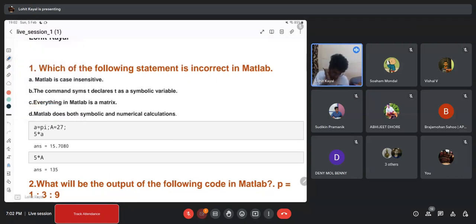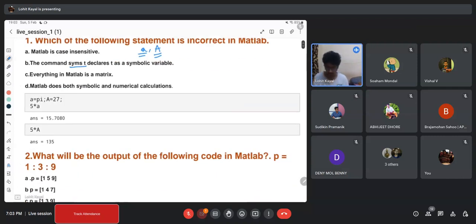The first question is, which of the following statements is incorrect in MATLAB? The first one is MATLAB is case insensitive. That means suppose you are giving two variables to MATLAB, one variable is a and another is capital A. The option says that for MATLAB, this small a and this capital A will be the same. The second option says the command SYMST declares T as a symbolic variable. We all know that this is right, as you have done in the last week. This is how we define a symbolic variable.